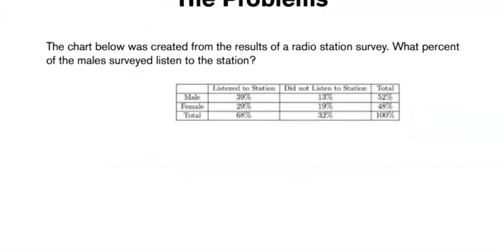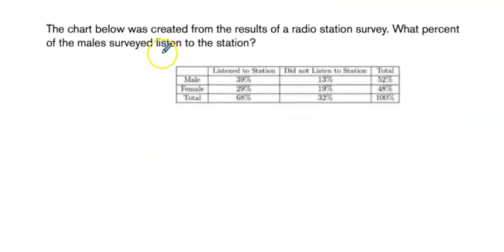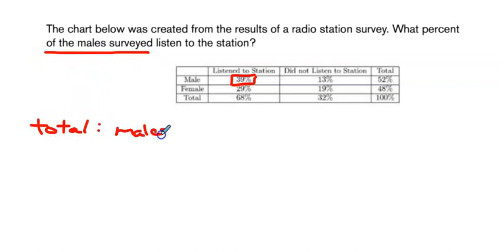The chart below was created from the results of a radio station survey. What % of the males surveyed listened to the station? This is not just a direct read of the graph where the answer is 39%, but it can be misleading that that's the case. If we look at the specific question, they're saying what % of the males surveyed. That means our total in this fraction is going to be the males surveyed. Well, they didn't just ask males, they asked males and females. So because they asked more, we need to change our total number to not 100%, but 52%.